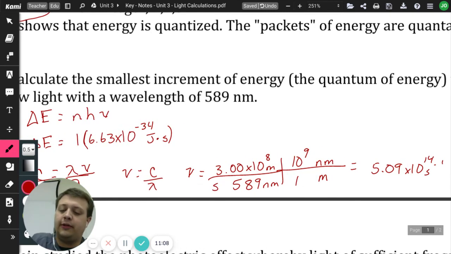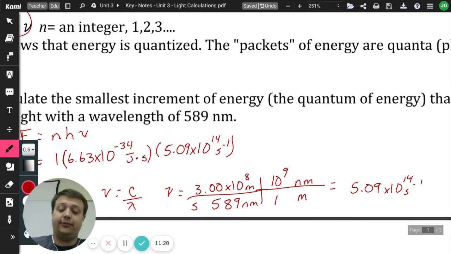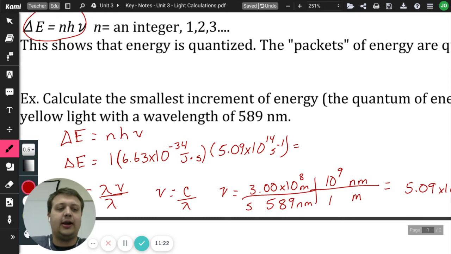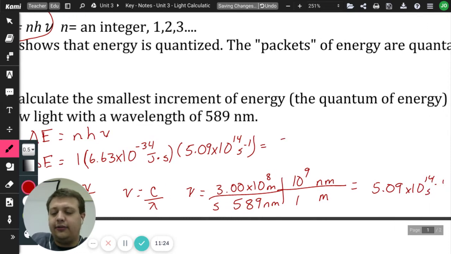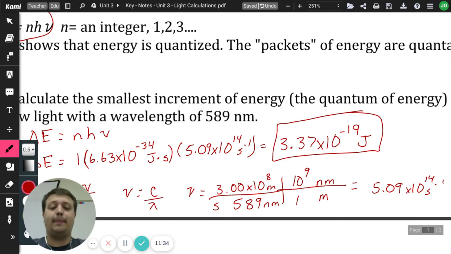Well, now I can plug that into my formula here. So 5.09 times 10 to the 14th s to the negative 1. S to the negative 1 is again the same as dividing by s. So I'm going to plug that into my calculator. And what I'll find is 3.37 times 10 to the negative 19th joules. So that would be my change in energy. All right.